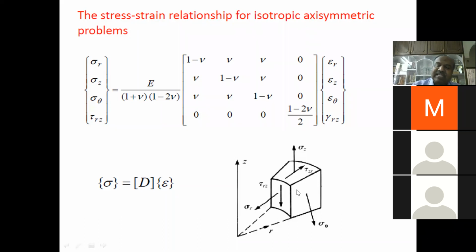If you see the small elemental volume of the angular member, whenever you rotate about the z-axis, the stress components are shown here. You have all three stress components: a radial stress sigma r, an axial stress sigma z, and a circumferential stress sigma theta. The sigma theta is, at any radius, circumferentially oriented. Then in addition to that, you have shear stresses tau r z or tau z r, which are going to be the same because the material is isotropic.